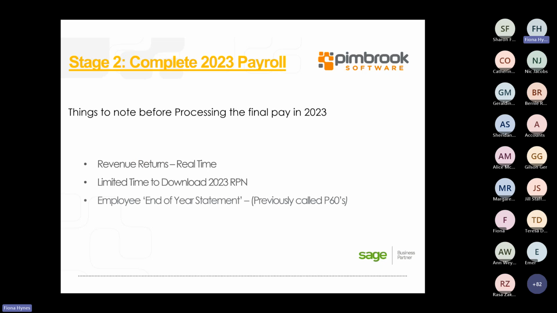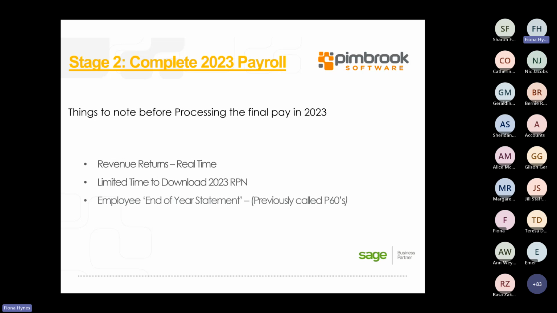So stage 2. Before you process the final payroll of 23, I just want to bring a few things to your attention. As we know, the payroll submissions are in real time, and this information is available to revenue and employees once submitted. This year, we expect that there will be a cutoff for the 2023 RPNs and submissions, again at the 31st of December 2023. So you need to contact revenue if for any reason you cannot meet this deadline. And this is because processing after this date should be in the 2024 calendar and in the 24 software.